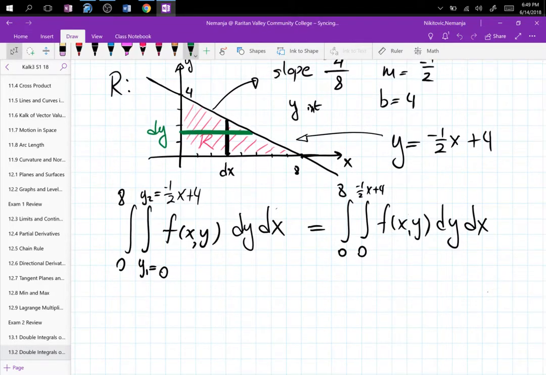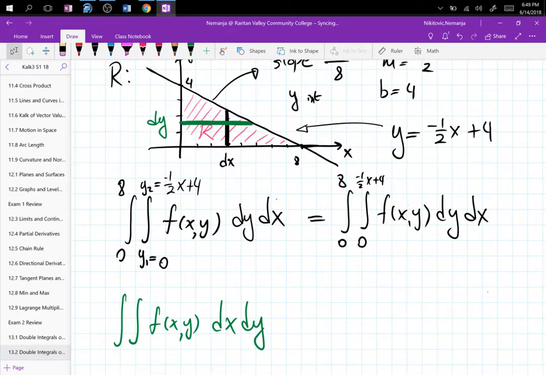So now I have the same stuff, except now it's dx dy. So my outer integral is y, which means what are the limits on it? Anyone? 0 to 4. Very good. The first representative rectangle is at the x-axis, which is y equals 0. And then it goes all the way up to y equals 4, and then that's it. We are done with those.